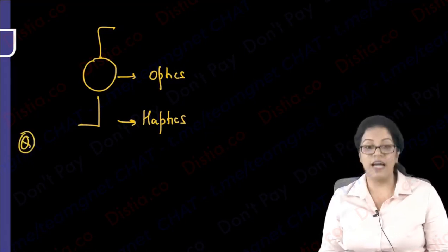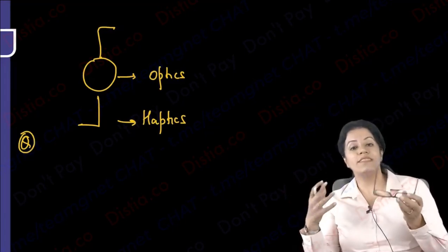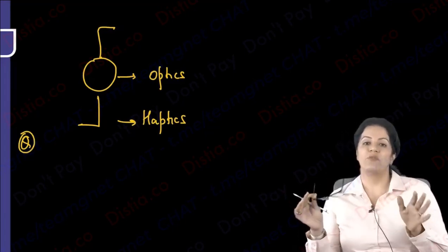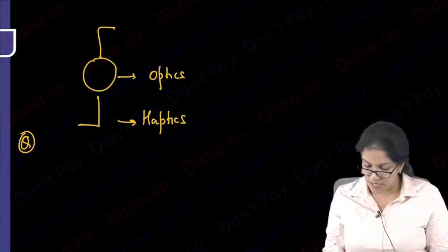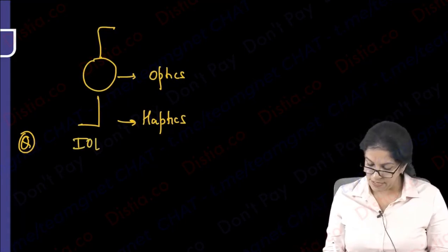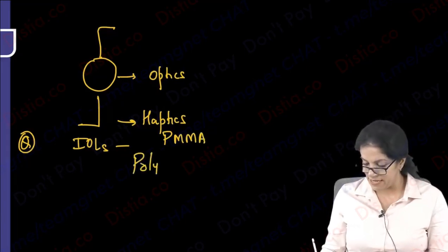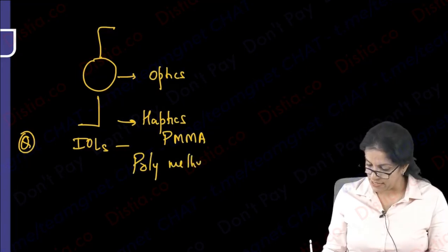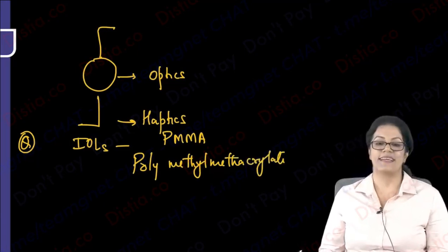Question here. IOLs are made up of. Whenever they ask you this question, IOLs are made up of, we mean non-foldable IOLs. So when they ask you, your answer should be PMMA. PMMA stands for polymethyl methacrylate. Please note down.